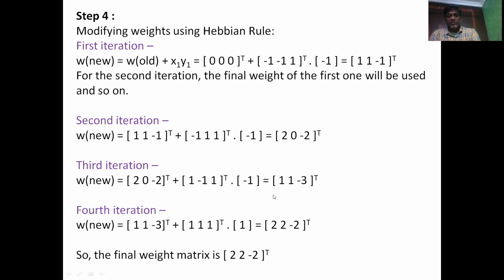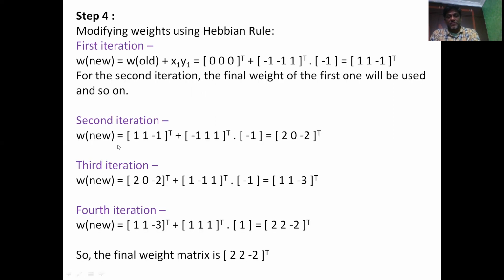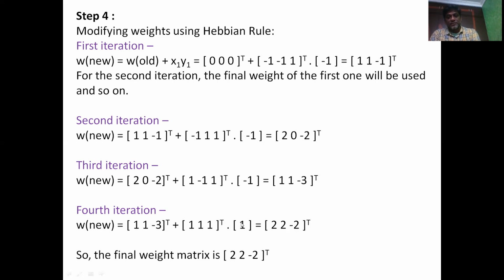And in the fourth iteration, we will consider these updated weights, 1 1 -3, plus the fourth input vector. What is the fourth input vector here? 1 1 1. We will consider the fourth input vector into the fourth target value. The corresponding target value Y4 is 1 only. So we will use 1 here. After performing these operations, we will get the weight vector as 2 2 -2 over here. So the final weight vector that we got is 2 2 -2.